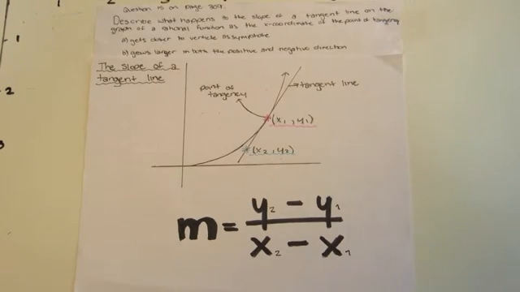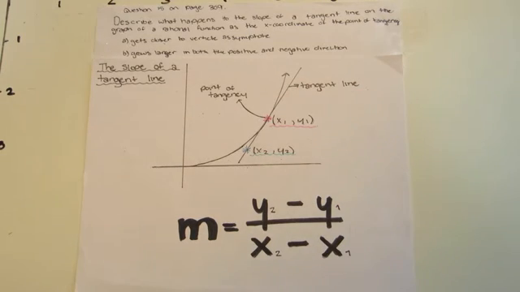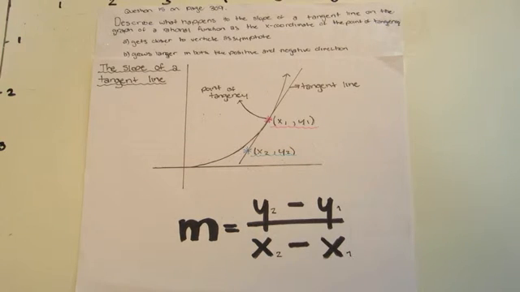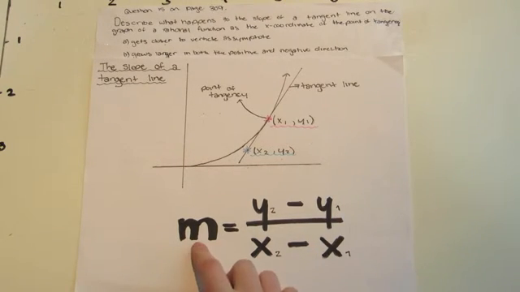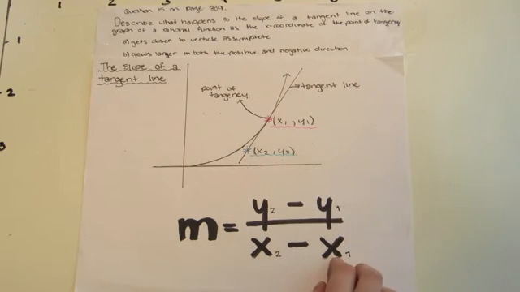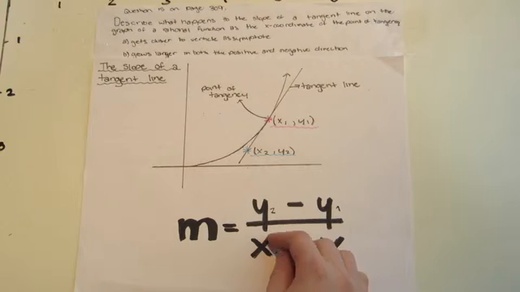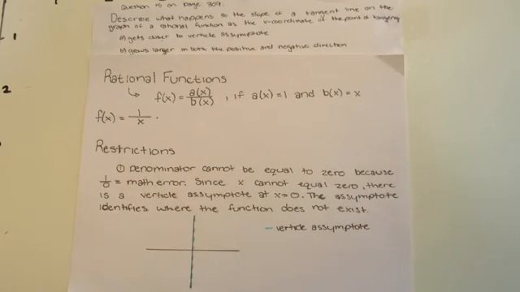This picture represents a function with a tangent line. The x-coordinate of the point of tangency is underlined in pink. The slope of the tangent line can be calculated using the formula m equals y2 minus y1 over x2 minus x1. M represents the slope. y1 and x1 represent the point of tangency, and y2 and x2 can be found on another point on the tangent line.